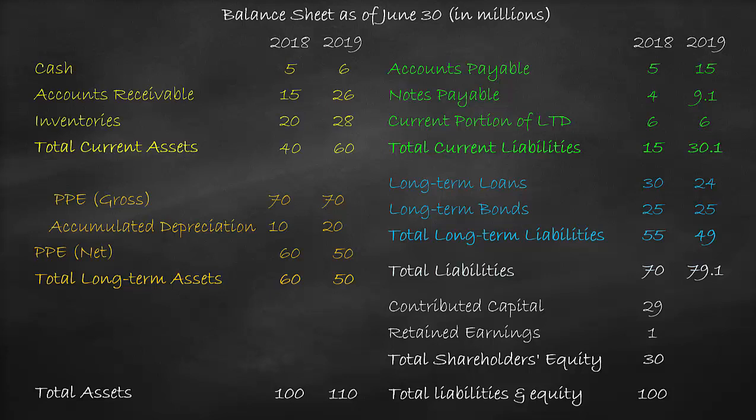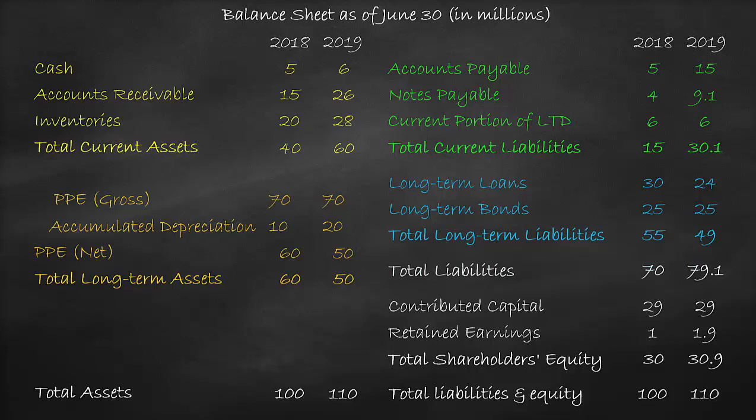For shareholders' equity, we have contributed capital of $29 million, retained earnings of $1.9 million. So, total shareholders' equity is $29 million plus $1.9 million, which comes to a total shareholders' equity of $30.9 million. Total liabilities and shareholders' equity are $79.1 million plus $30.9 million, which equals $110 million.